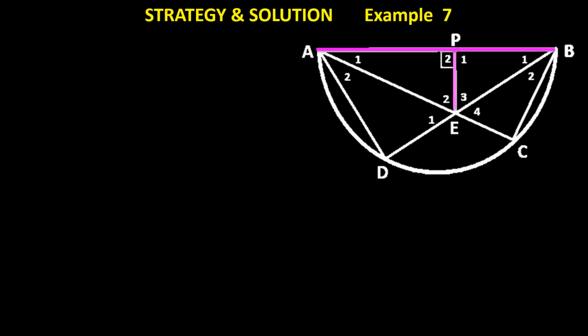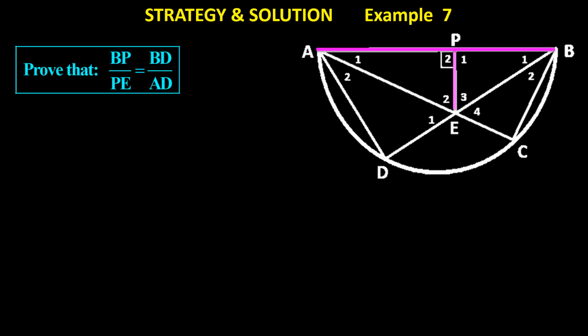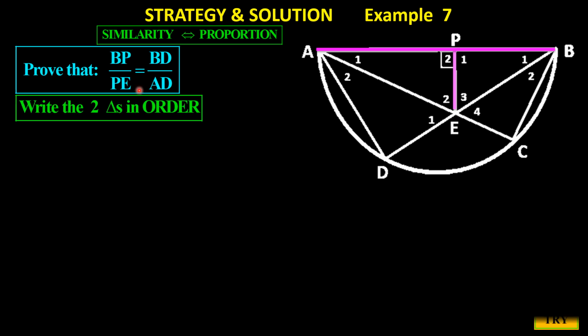So the solution, there we have our diagram again with all the information given, especially the important fact that AB is the diameter. And this is our question. We want to prove this proportion here. Now, always remember, if the triangles are similar, then the corresponding sides are in proportion. So if I want to prove this proportionality, I need to first of all show two triangles similar. So let's get our two triangles, right? We have to get the two triangles in order, and we'll just use our strategy we did previously.